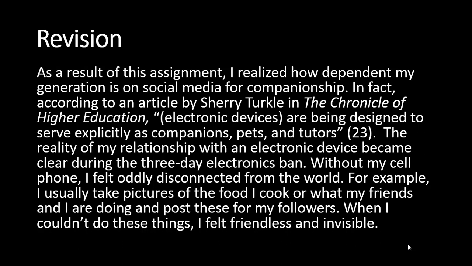Now, that quote fits the idea, unlike the other quote that had been used, which I figured you'll agree we had to get rid of. The reality of my relationship with an electronic device became clear during the 3-day electronics ban. Without my cell phone, I felt oddly disconnected from the world. And then I included other sentences from her paragraph.